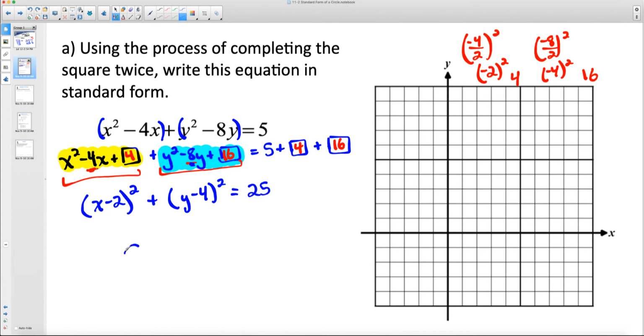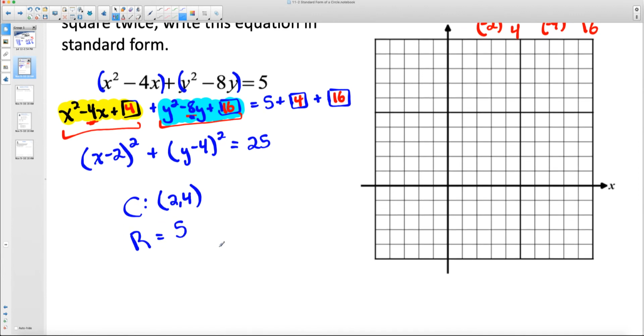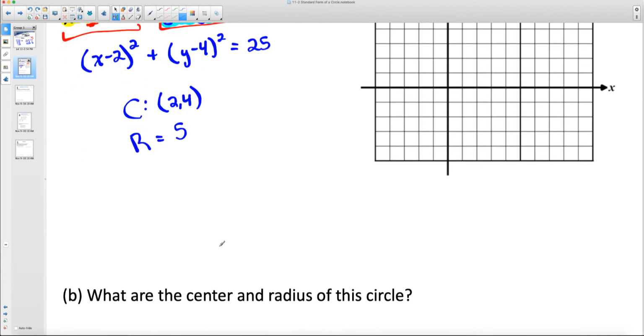We could see that the center is 2, 4, and the radius is 5. It's in that nice form where we could really pull everything out. And the last thing was to graph the circle.